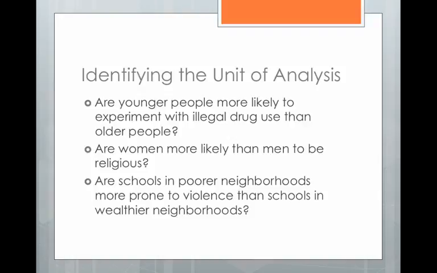Our last one here gets a little more complicated. So it says, are schools in poorer neighborhoods more prone to violence than schools in wealthier neighborhoods? So here we're looking at what are we comparing? We're comparing different types of schools, right? So we're comparing schools and we're saying that the demographics around the school, so poorer neighborhood, wealthier neighborhood, is connected to the violence in the school, or the rate of violence that is a statistic of the school. So we're comparing two different types of schools to one another. And so our unit of analysis there is school.